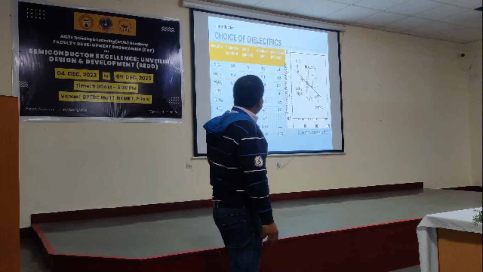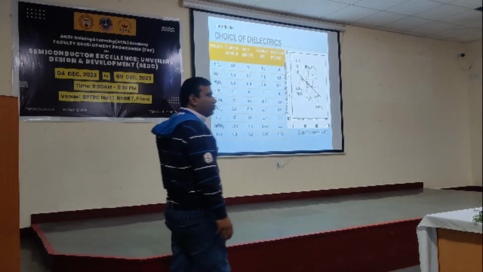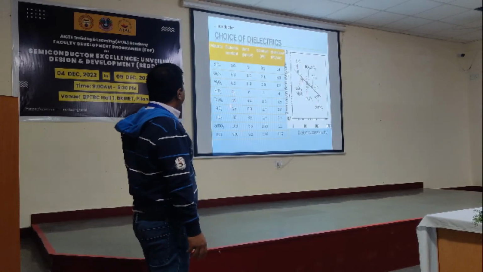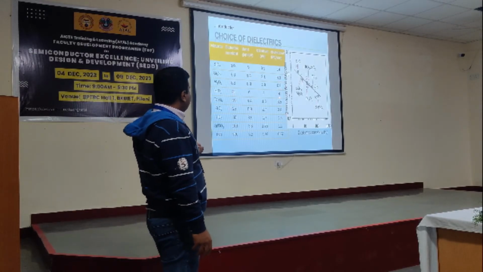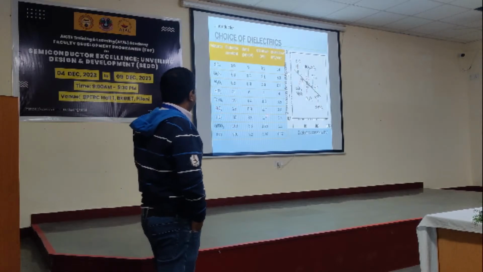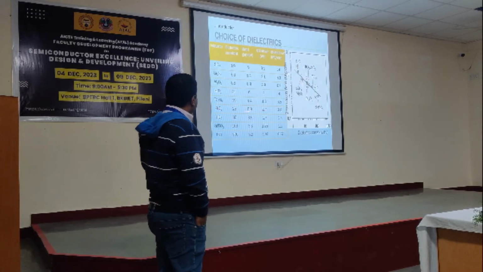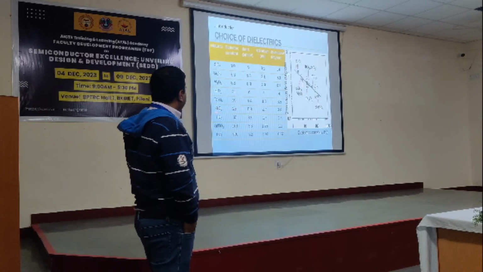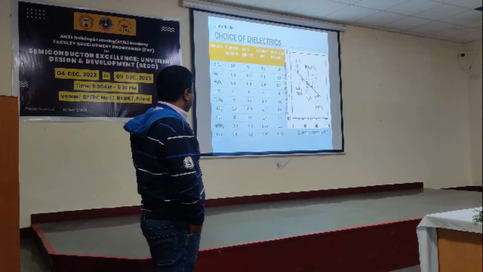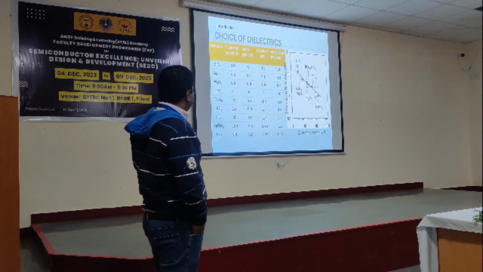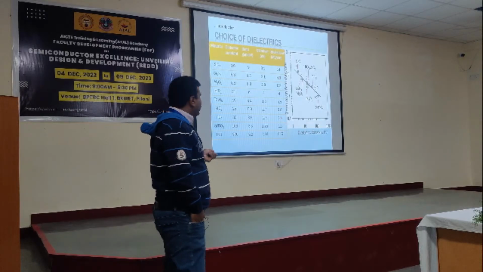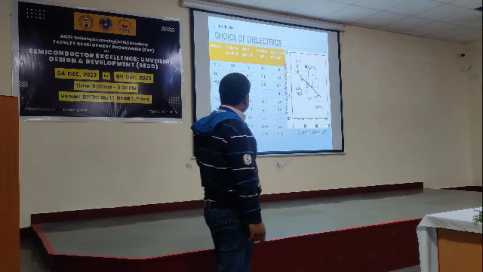So you have to choose a material in such a way that both properties are fulfilled: the dielectric constant will be high, as well as the breakdown field. That's why in our case I have chosen ZrO2. In my case I have used ZrO2 as the oxide material. You see the dielectric constant is also high, at 25, and your breakdown field is 3.8 megavolt per centimeter.